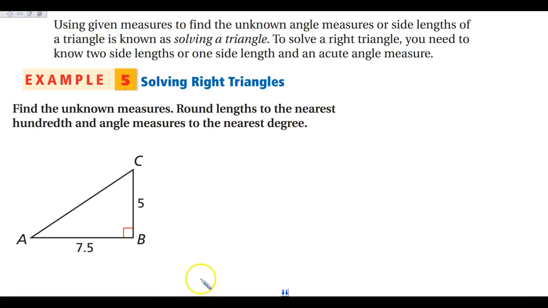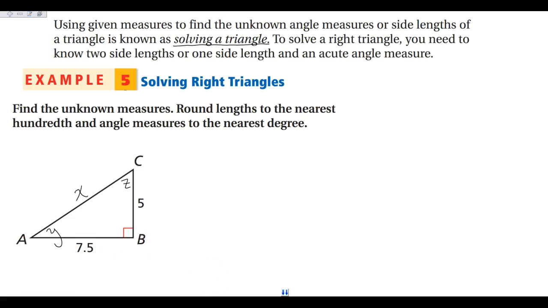Let's look at the next one. All right, with this one, we are solving a triangle. When we're solving a triangle, we are finding all the unknown pieces of information. So any side length you don't know, you're going to find it. Any angle measures you don't know, you're going to find those. So I'm going to put all of my missing pieces as a variable. I'm going to call my side length here x, angle A I'm going to make y, angle C I'm going to make z.